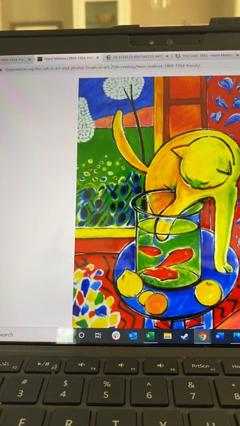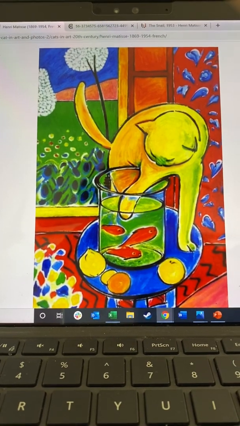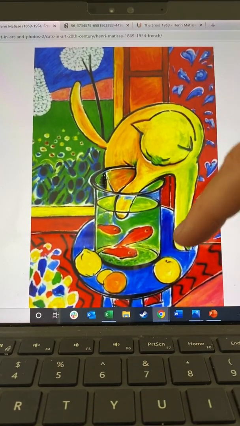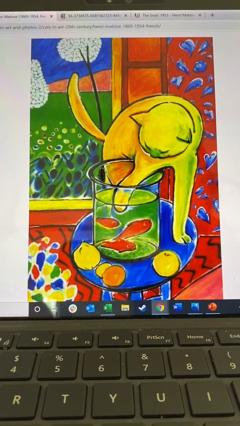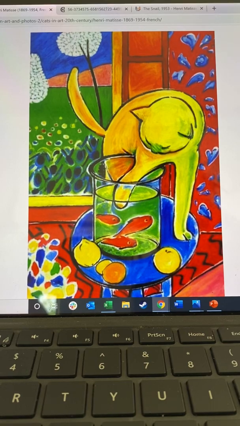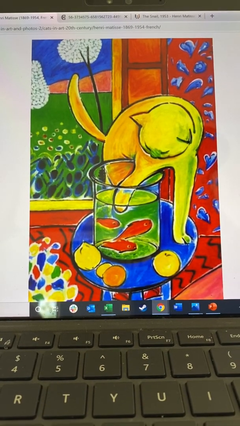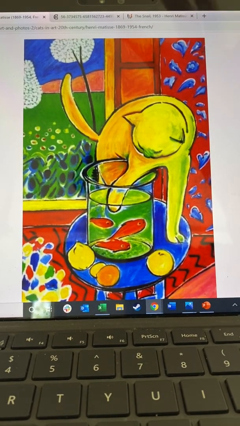Now, the reason I showed you the picture of him with his cat is because his cat inspired him to create a painting of his own cat, a yellow cat with red fish. So you might be inspired as well to paint a picture of your cat, or maybe when you're outside you could see insects or birds, and that might inspire you to want to create those things as well.